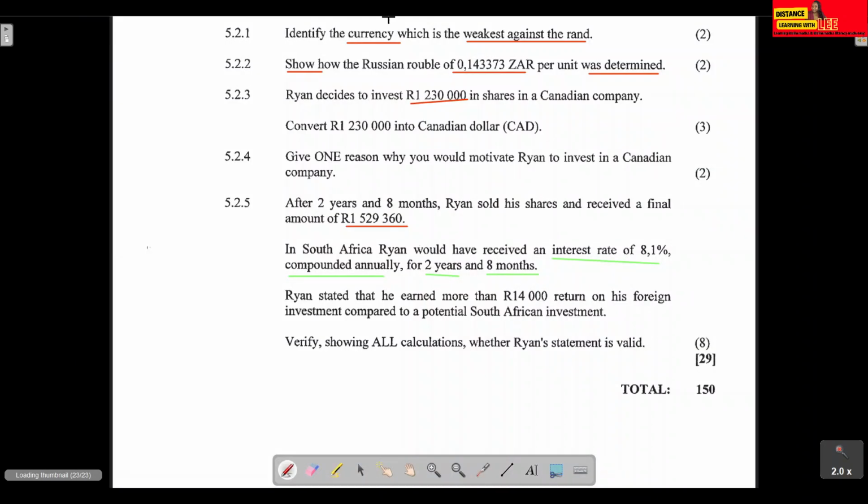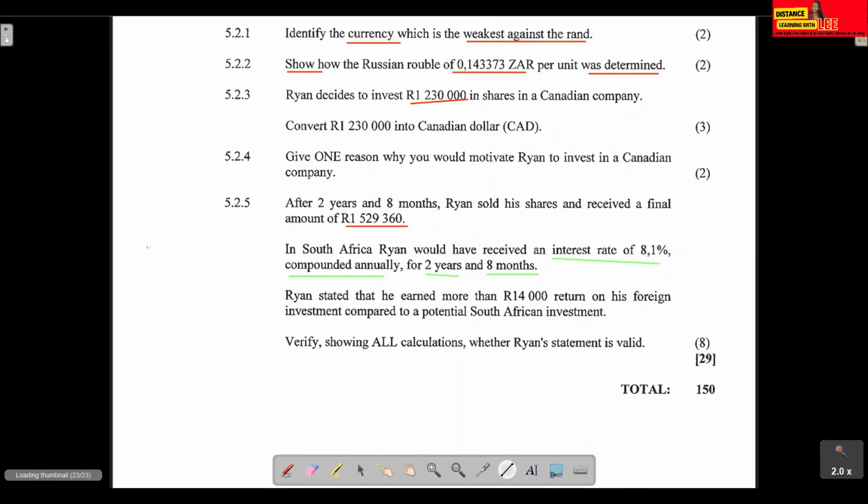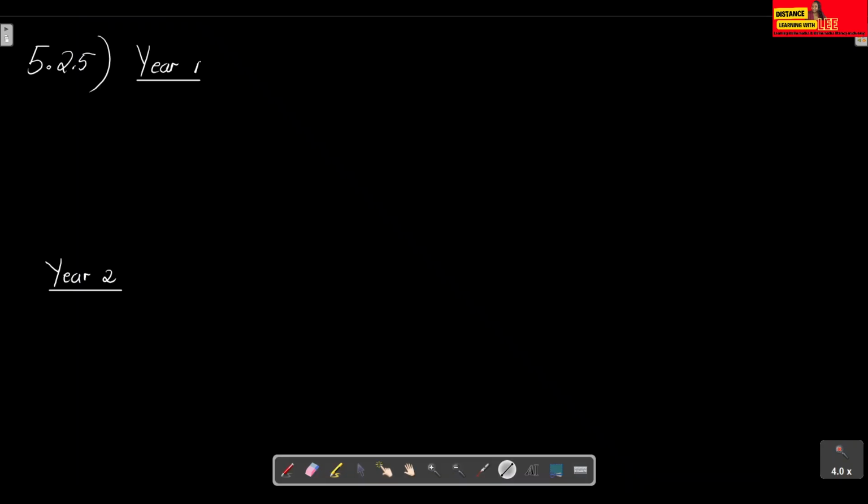We are told that Ryan put his money in an investment account in South Africa for 2 years. So we're going to calculate the interest that he earned in year one, then how much he made in year two, and then how much he made in 8 months. So we calculate year one, year two, and 8 months, meaning that we need to convert those months into years.